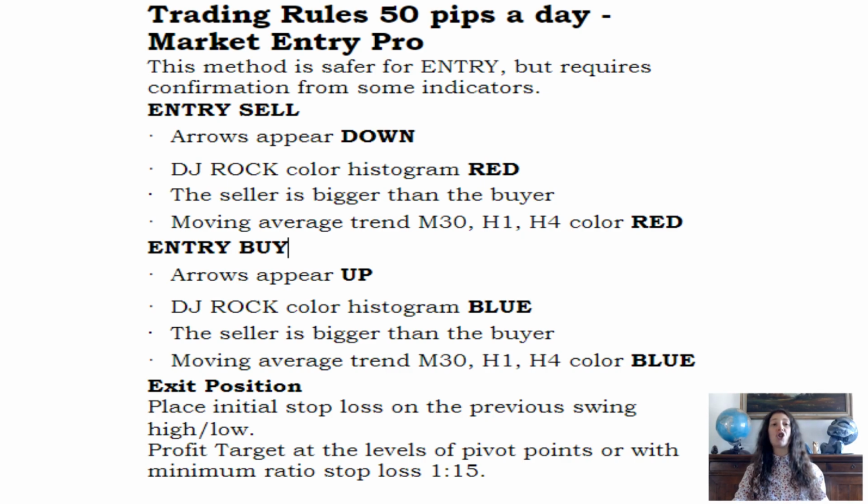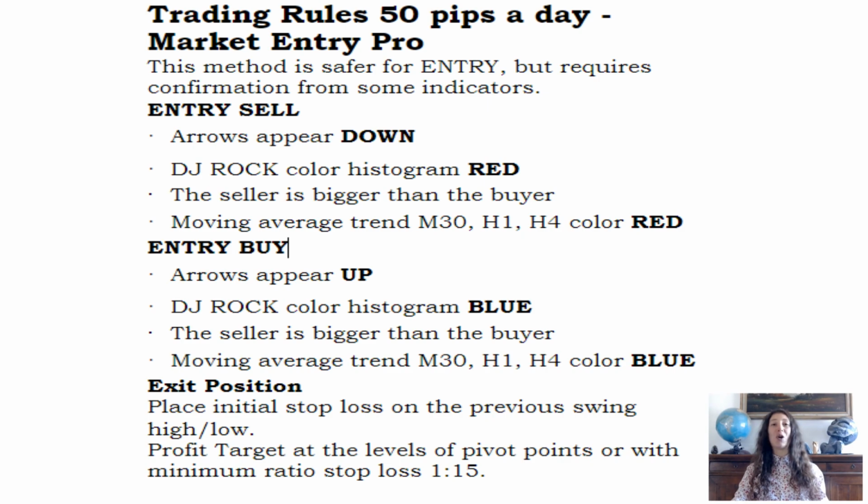Moving average, trend M30, H1, H4, color red. Entry buy: arrows appear up, JROC color histogram blue, the buyer is bigger than the seller. Moving average, trend M30, H1, H4, color blue.